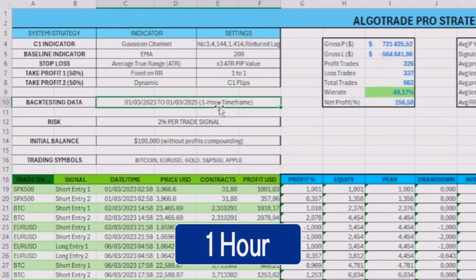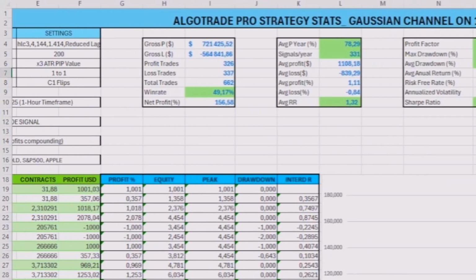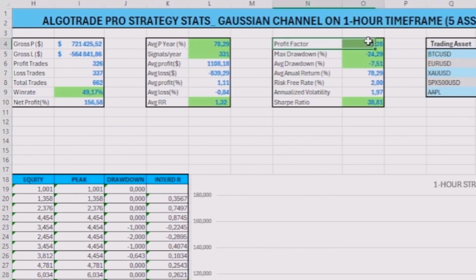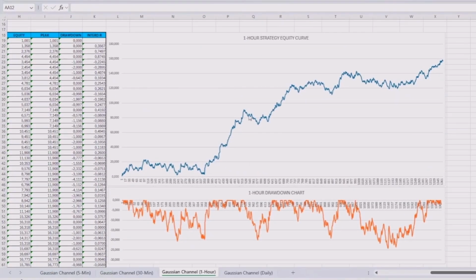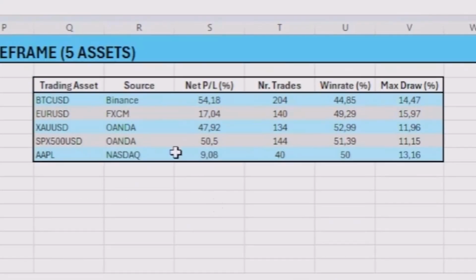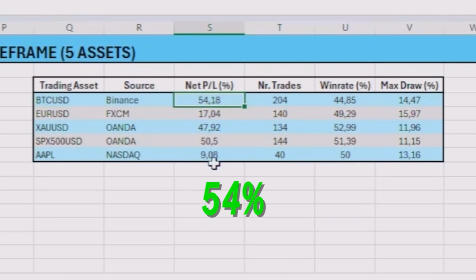Next, the 1-hour time frame produced similar results to the 30-minute, with over 600 trades, a win rate close to 50% and a profit above 150%. The profit factor and drawdown metrics improved, and the equity curve remained stable with strong growth. This time, Bitcoin was the best performing asset, delivering the highest returns.